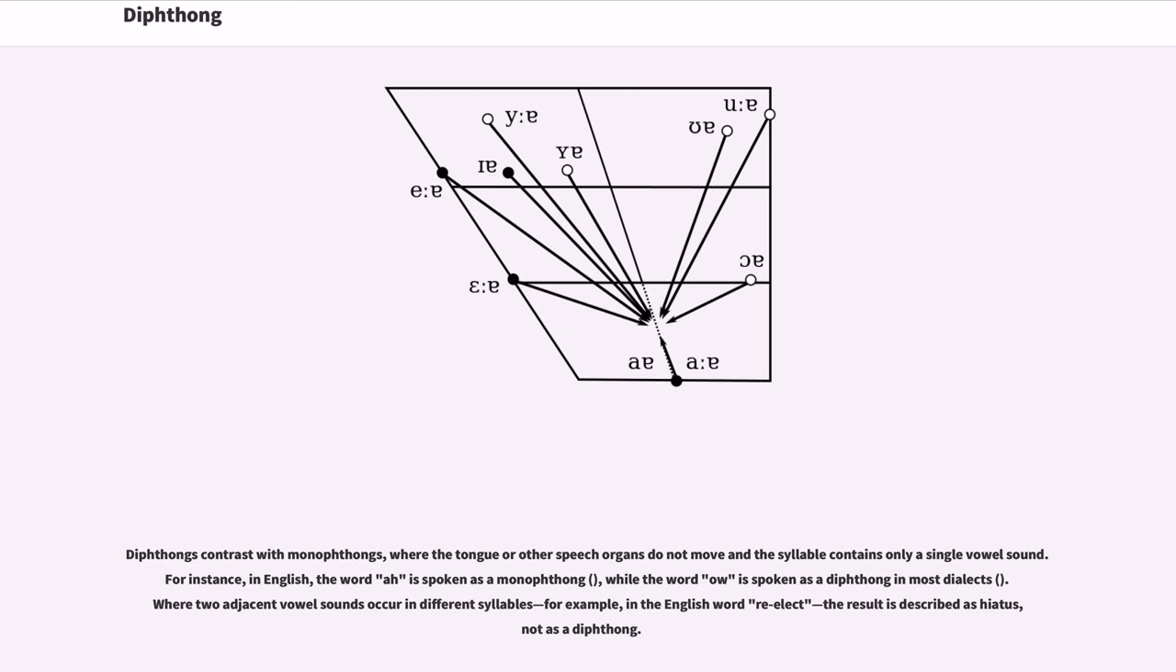Diphthongs contrast with monophthongs, where the tongue or other speech organs do not move and the syllable contains only a single vowel sound. For instance, in English, the word "ah" is spoken as a monophthong. Where two adjacent vowel sounds occur in different syllables, for example, in the English word re-elect, the result is described as hiatus, not as a diphthong.